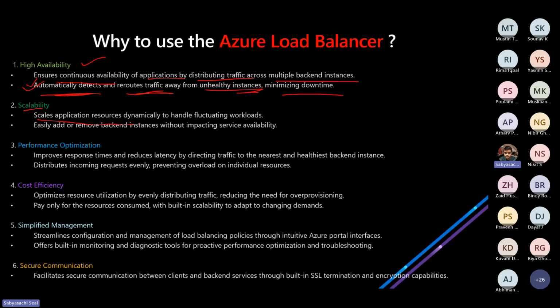Scalability: it scales application resources dynamically to handle fluctuating workloads. We talked about this. It easily adds or removes backend instances without impacting service availability. So the Azure Load Balancer has a great thing: it can add virtual machines itself. You don't need to tell it to add this many virtual machines, or go and add yourself and then add it to the load balancer, because that is a hell of a task. What Azure Load Balancer can do is let you add and remove instances very easily without putting any headache on your side.